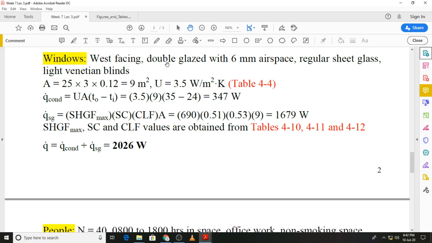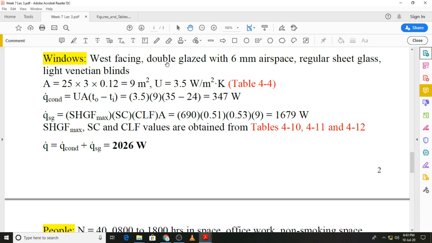The area, of course, is 12% of the wall area. The wall area is 75 square meters. We multiply by 0.12, and the area of the window comes out to be 9 square meters. You can see that the U value I've written as 3.5 watt per meter square Kelvin, and it is taken from table 4-4. So it was not given to us. We had to refer to table 4-4 and then obtain this value.